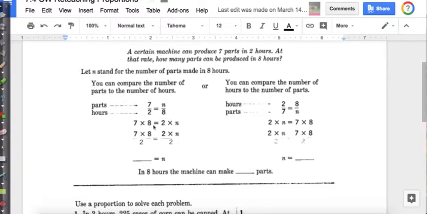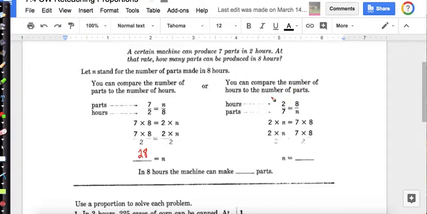Okay, now this looks a little bit different than the way we solve it, but it's still the same thing. Okay, and what they got over here was 56 equals 2 times N, and then they divided both sides by 2, and of course the answer is 28. So write 28.